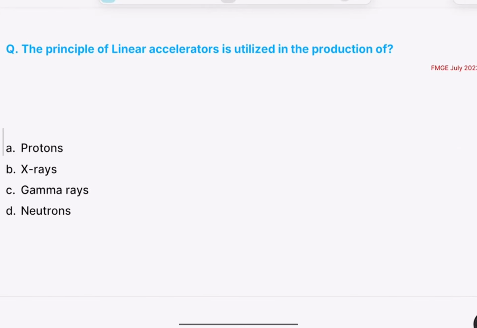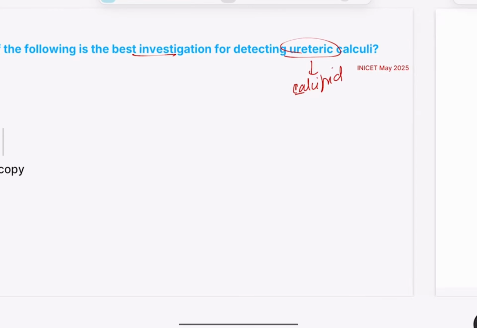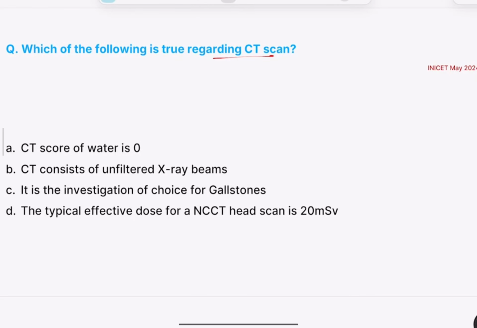Coming to the PYQs, LINAC, linear accelerator, discussed in radiotherapy, production of X-rays. Best investigation for ureteric calculi, which are calcified stones. Calcified is CT, NCCT. True regarding CT, CT score of water is 0.